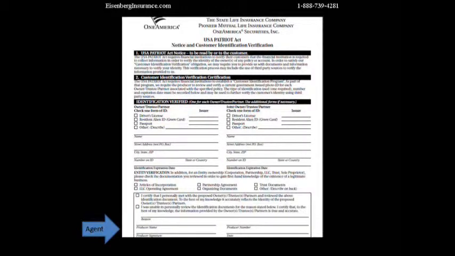The next page that we come to is the Patriot Act Identification Verification page. Please obtain your client's driver's license or passport and copy down the identification expiration date as well as the number on the ID. There is no need for your client to sign this page, but you as the agent will need to do so in the bottom box.